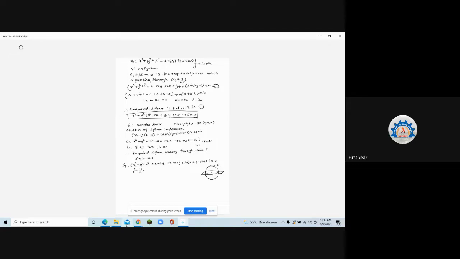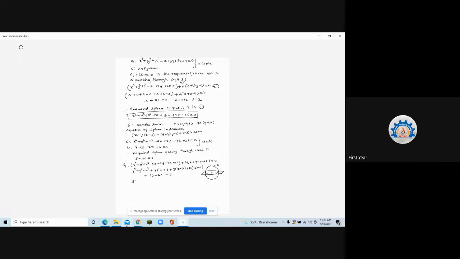x square plus y square plus z square plus x into lambda minus 5, plus y into 2 plus lambda, plus z into minus 2 lambda minus 9, plus 22 plus 6 lambda is equal to 0. Okay, is this clear what I have written? I have rewritten the equation S1 in this format so that I can write down the center.